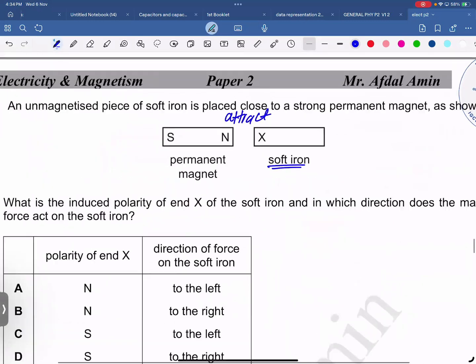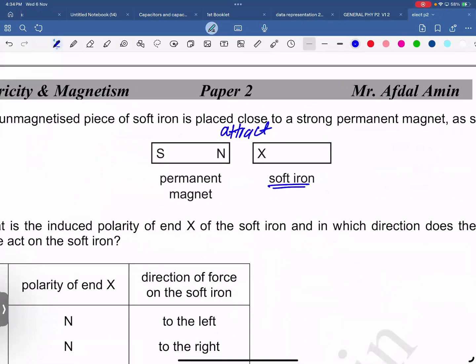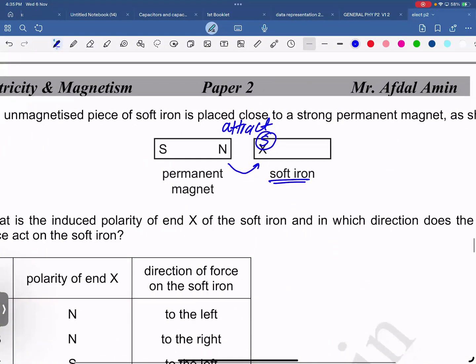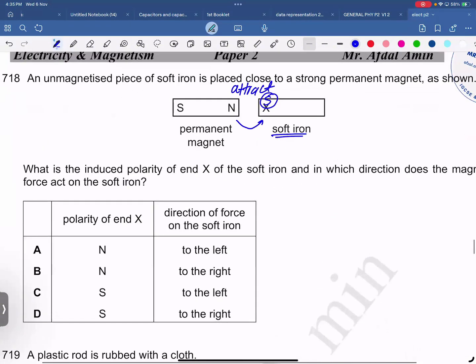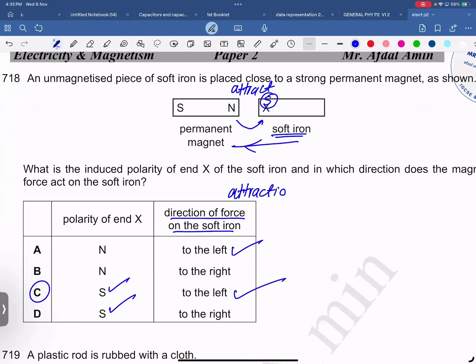So attraction is only possible if near the north you have a south pole. So what pole will be at end X? South pole. And the direction of force, of course, is attraction. If it is attraction, it is towards the magnet, left side. Option is C, attraction. If you are attracting something, it is tending to move towards you.